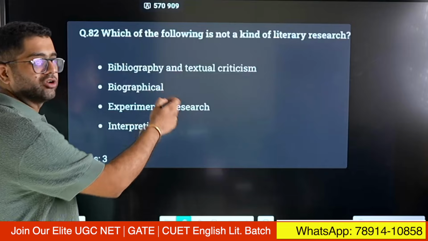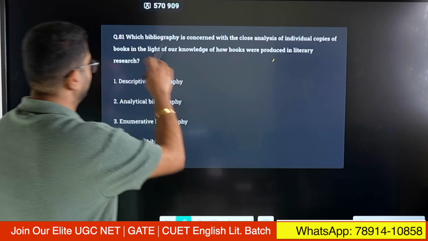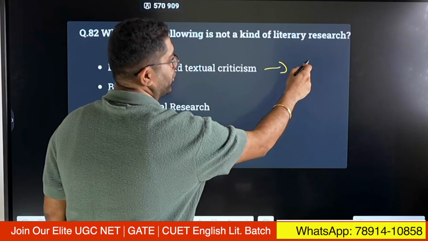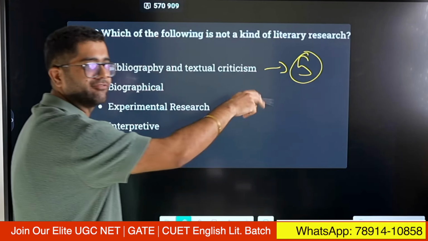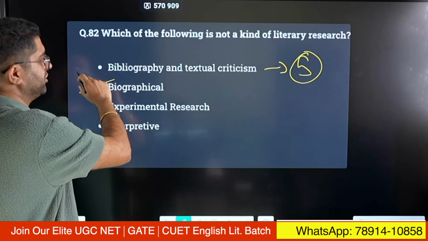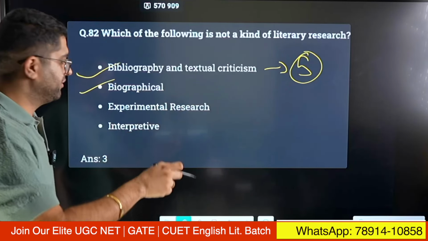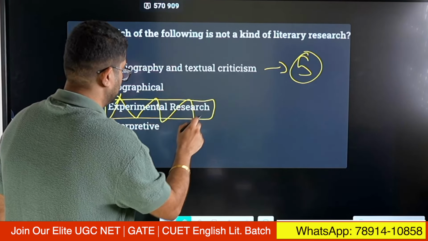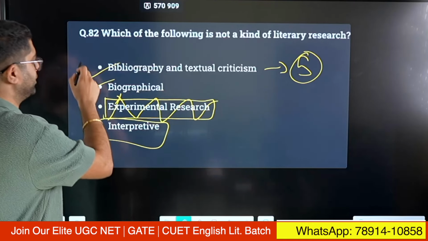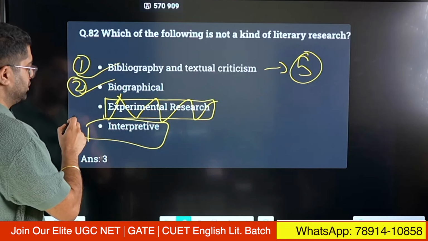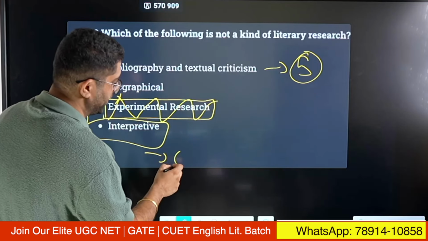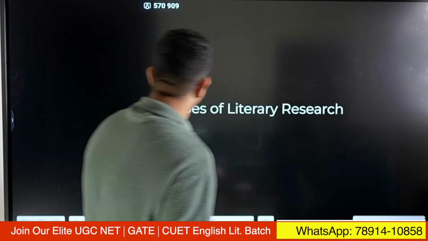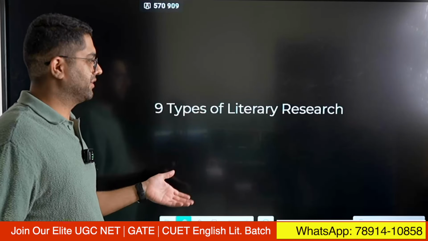Bibliography and textual criticism. You see, they have given bibliography and textual criticism. This has 5 subcategories. We have biographical research, we have bibliographical and textual criticism. Experimental is something that is not a type of research. We have interpretive. So these are 3, and there are 6 more remaining. Total 9 types of research in English literature. Let's discuss these things. So, 9 types of literary research. We are going to discuss all these now.